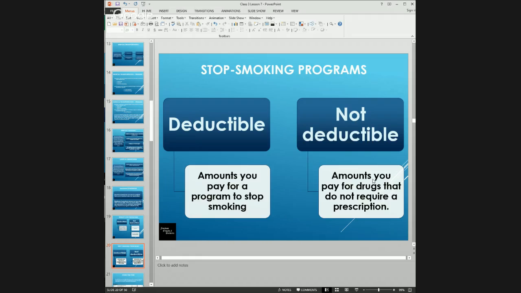Stop smoking programs. What is deductible is any amounts that you pay to a program to stop smoking. What's not deductible would be amounts that you pay for drugs that do not require a prescription. So any of the nicotine patches or gum, if there's not a prescription tied to it, you cannot use those in your medical deductions. If there were a prescription tied to it, then you would be able to.